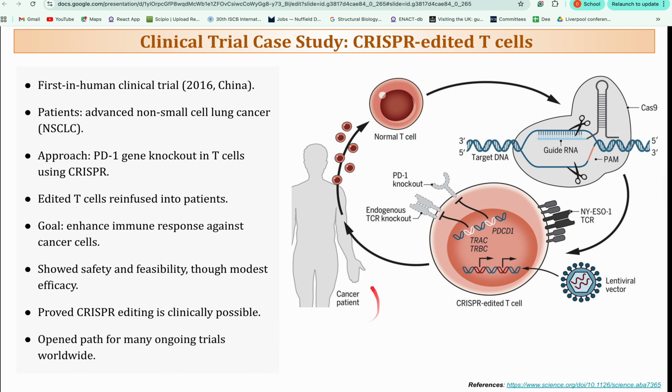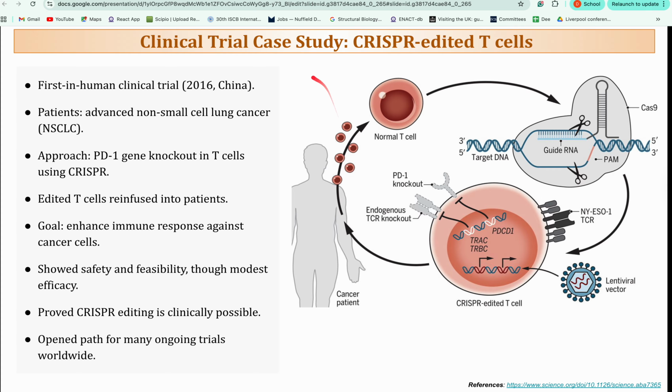So in this case, the patients, we have taken the normal T cells from that patient and used CRISPR-Cas9 to edit them. Then we brought about the PD-1 gene knockout using the CRISPR technique, and then the endogenous TCR knockout. Then we used lentiviral delivery of the CRISPR edited T cells into the body, and they were injected back into the cancer patients. So its goal was just to enhance the immune response against the cancer cells.